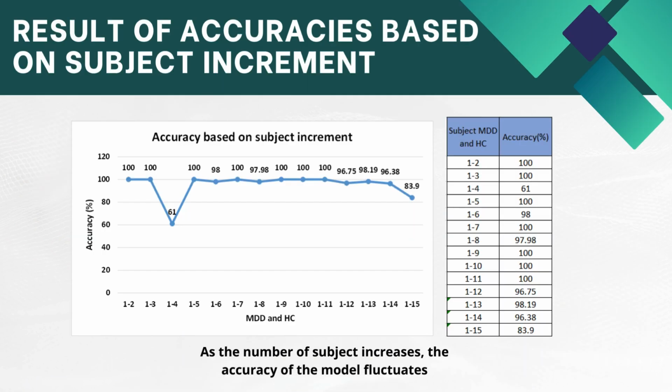The ability of the pre-trained ViT model to classify MDD and HC based on subject increment was analyzed. Based on the image, the model demonstrates high accuracy for the initial set of subject increments, which is from subject 1 to 2 until 1 to 11. However, the accuracy starts to constantly decrease when subject 12 is added and used for training and testing. The decreased accuracy observed with subject increments shows problems with the model's generalizability to additional subjects.